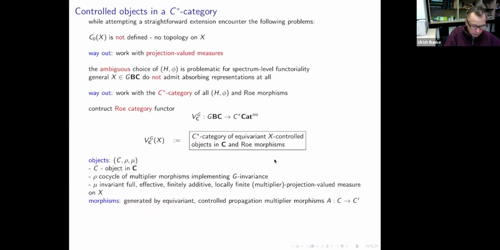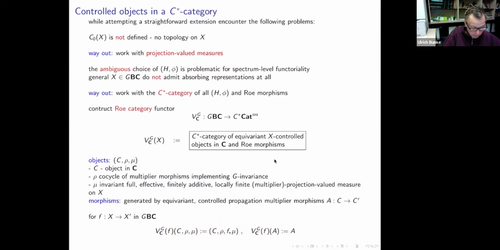Okay, so on morphisms, if I have a map between bornological coarse spaces, then I just push forward the measure. So on objects, the functor sends this triple to this triple, where I just push forward the measure, and it does nothing on morphisms.